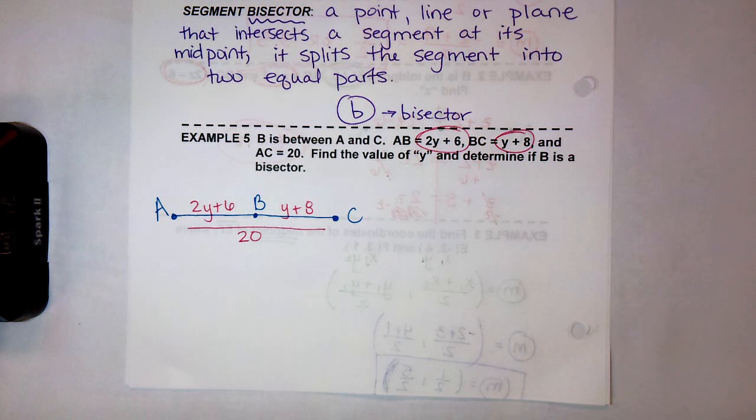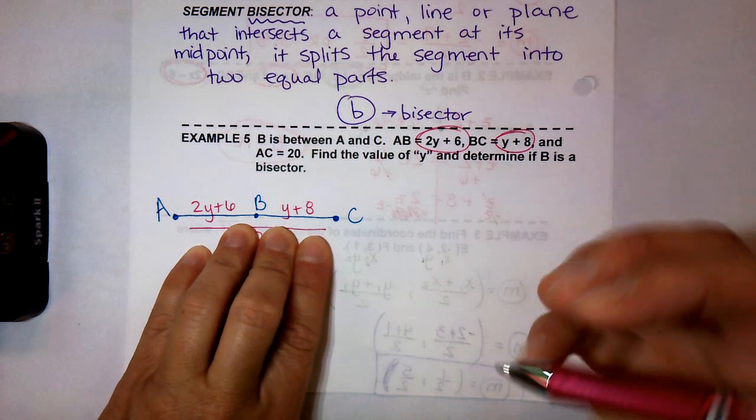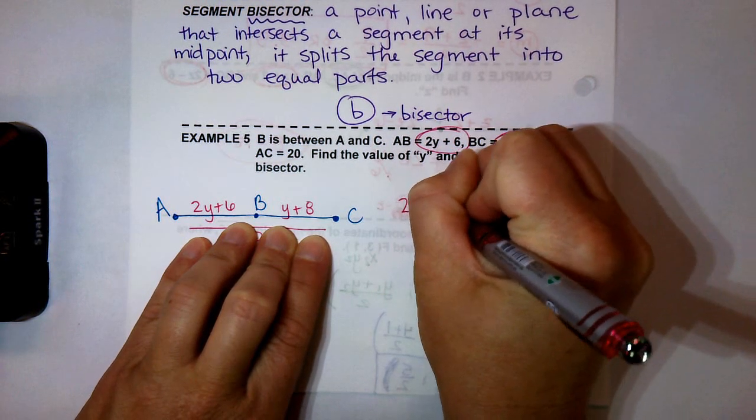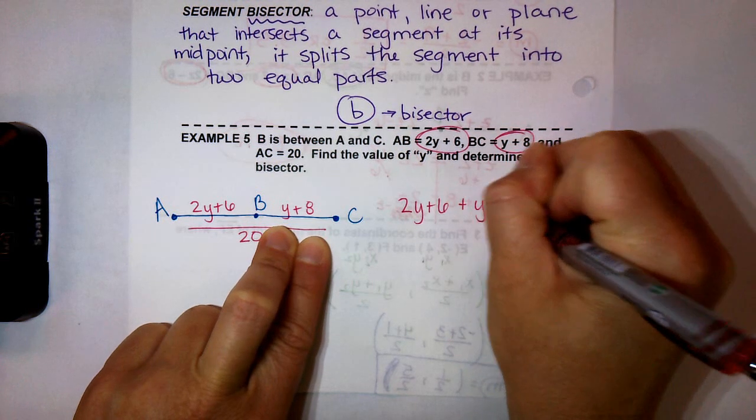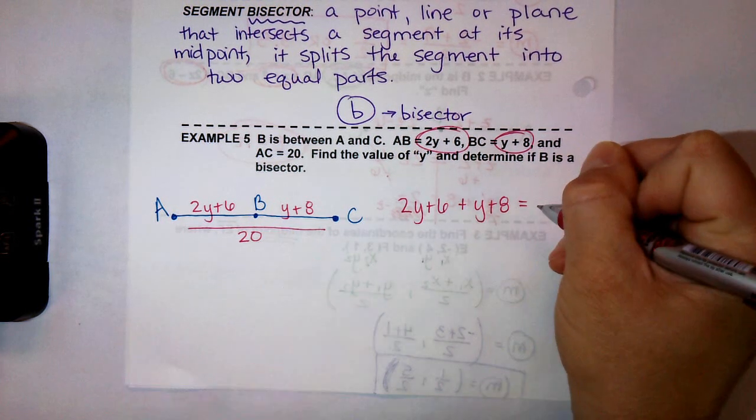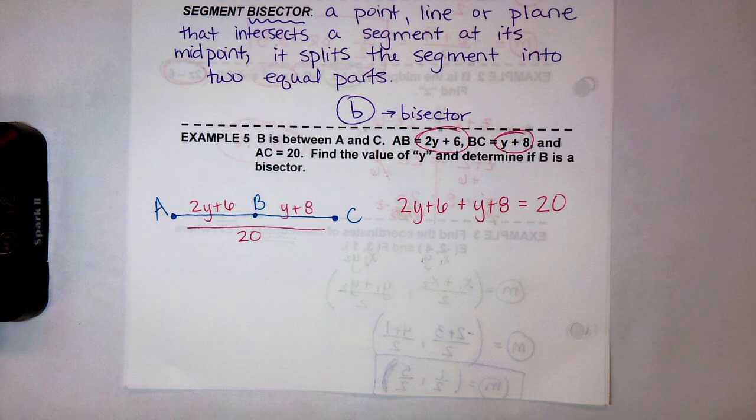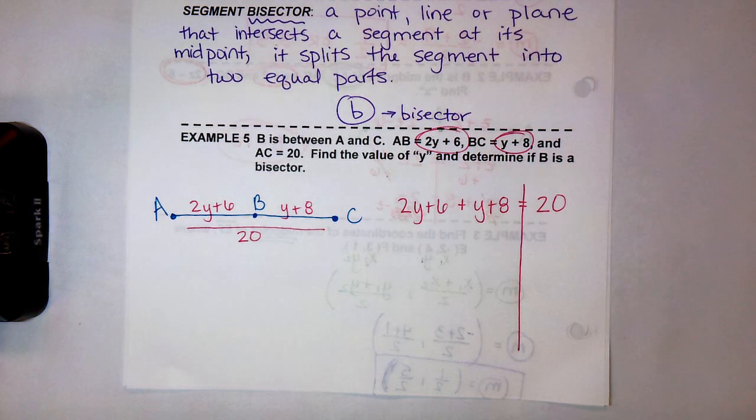Yes, that is the geometry, is knowing those rules that help you set up those equations. So I'm going to add my two pieces. All I'm going to do is list it all out and add it. So 2y plus 6, and then plus y plus 8, and then it equals the total that they give me. That is geometry. And now we're on algebra. So draw your line, and we need to solve. I need to solve for y first.